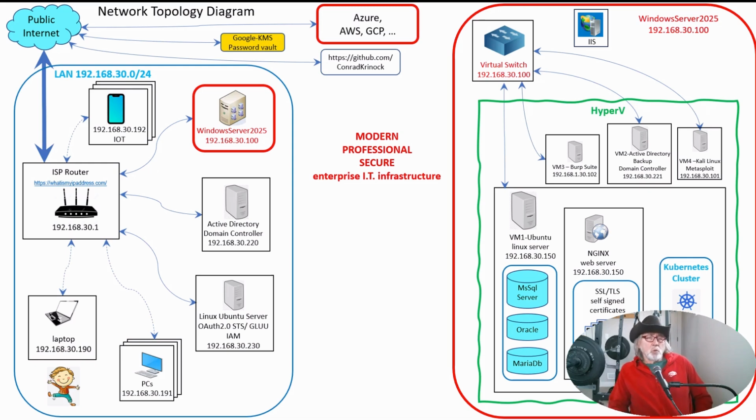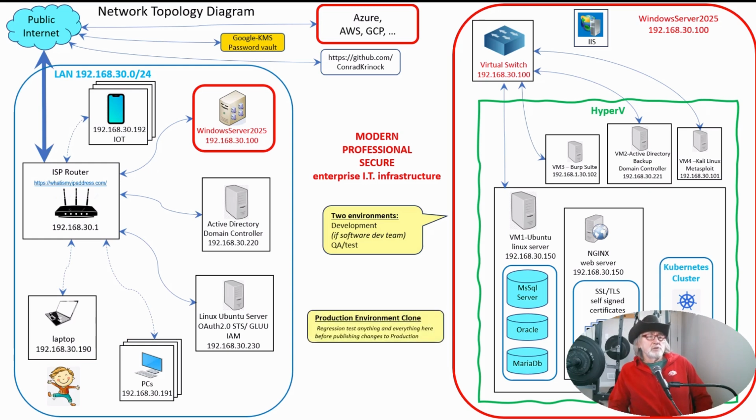So now let's talk about why we're doing this. If you are an individual, you'll be building this as a home office network. If you're an organization, you typically have two environments. If you have a software development team, you'll have a development environment, and you'll build all this. And then you'll build a second time for quality assurance or testing. You could build a third one as a production environment clone.